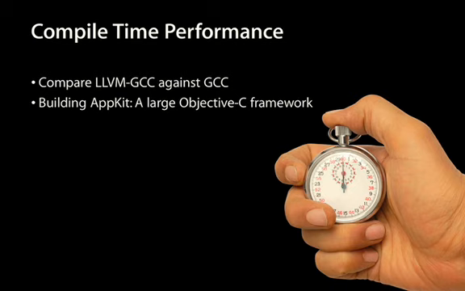So we really work very, very hard in this area. We want to compare LLVM GCC against GCC. The example I'm going to show you is AppKit, which is a very, very large Objective-C framework. It's thousands and thousands of source files. We found this is only one example, but the results are pretty representative of everything we've tried.